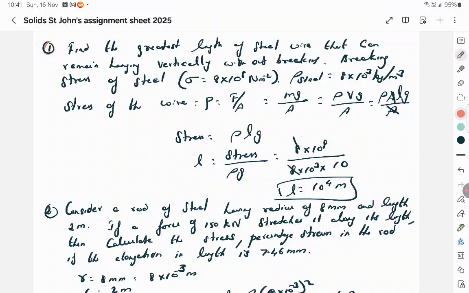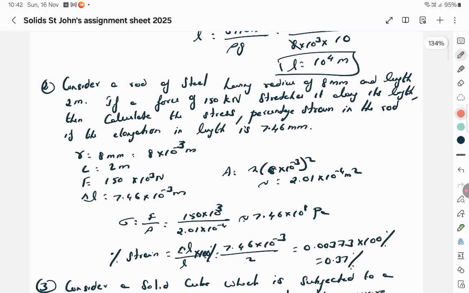The stress is equal to force by area. Force is m into g. Mass is density into volume. Volume is area into length. So writing like this, A gets cancelled. You get a new formula for the stress to be rho L g, and therefore length is equal to stress by rho g. Stress has been given, density has been given, gravity is 10, take it as 10, so you get the length. That's the maximum length to which it can extend up to.